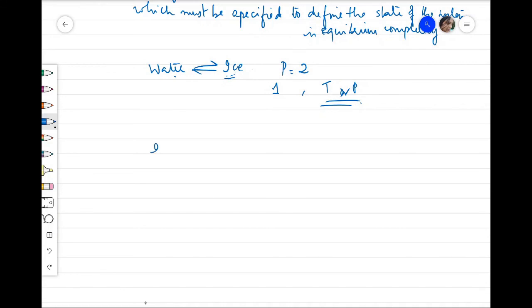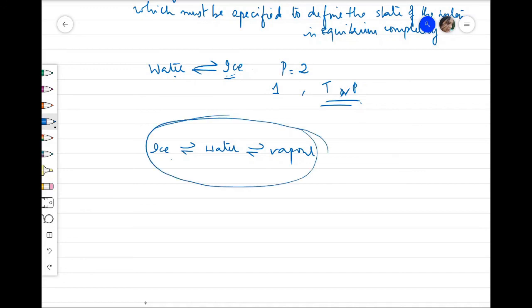Now let me take an equilibrium between three phases: ice, water and vapor. This equilibrium means all three must coexist. They coexist at a particular temperature and a particular pressure, which means we cannot vary them. If we change the temperature, one of them will disappear. We will talk more about that when we discuss the one component system. So that is all about the general explanation of terms, and we'll go on to equilibrium between phases. Thank you.